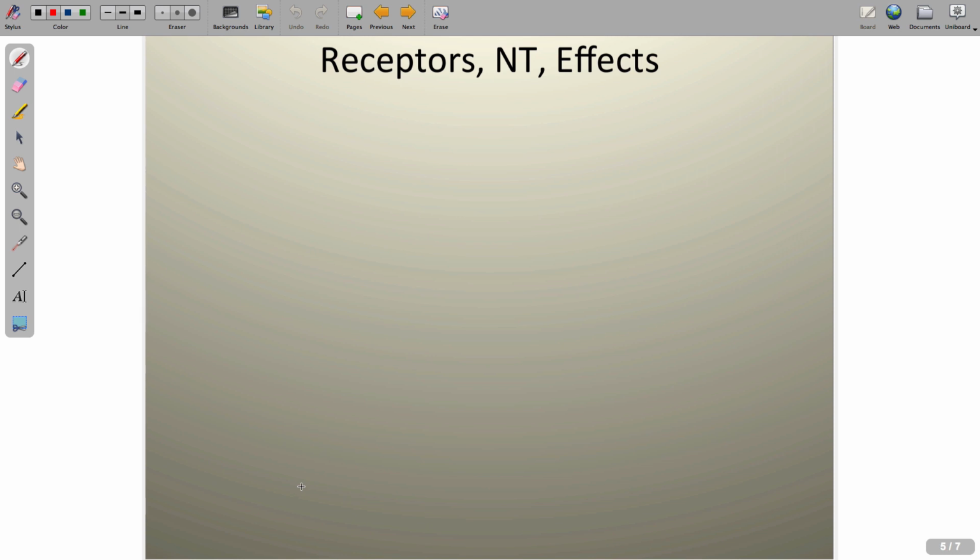All right, so let's move forward and see if we can make sense of all this mess, because this is quite a mess. All right, so let's take a look at receptors, the neurotransmitters, and their end effects. I think this will help straighten things out a little bit. So let's start out by looking at parasympathetic.